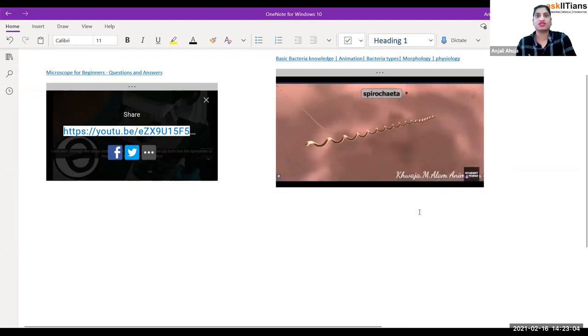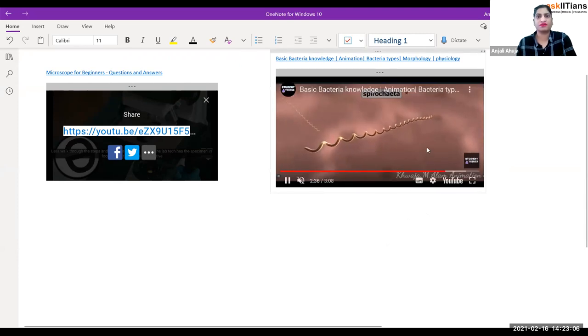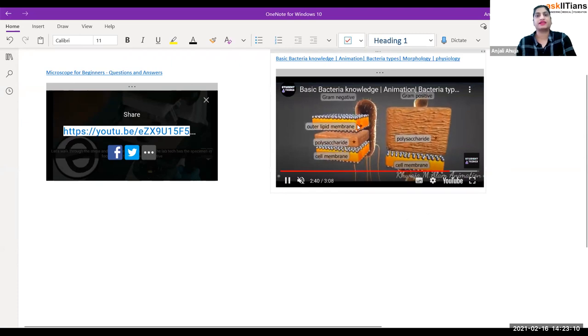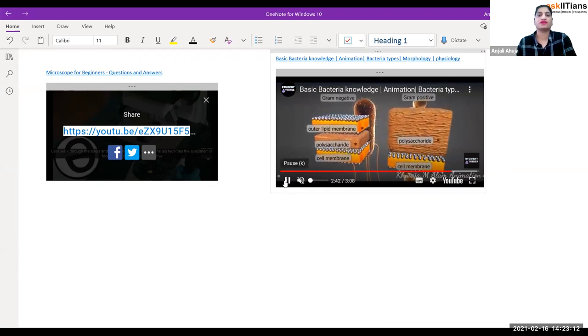Spirochetes, it's too much of the spirulum, but we keep it in the spirulum category, the spirocheta. And then they are showing actually the cell wall, gram positive. Okay, gram positive and gram negative.